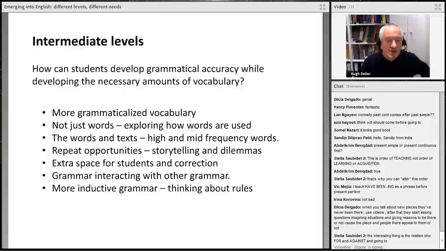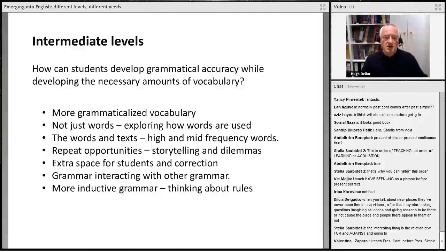When students get to intermediate level, I think, we want them to develop their grammatical accuracy while still developing the necessary amount of vocabulary. I think one way we do this is when we're presenting vocabulary, the students need to see the vocabulary grammaticalized. They need to see it in use, not just matching vocabulary to meanings, not just words, but we need to be exploring how the words are actually used. The words that we focus on and the language that appears in the text needs to be high frequency, mid frequency vocabulary.